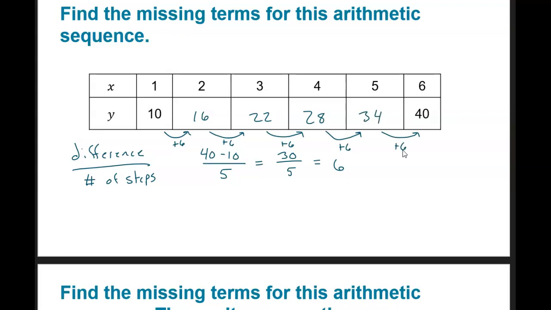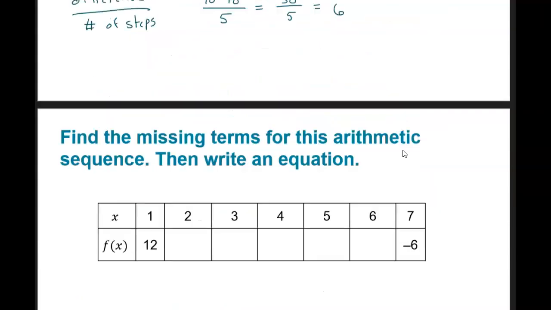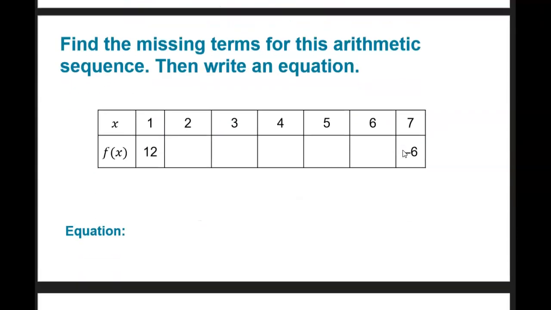And we get to 40. All right, now we're going to add a step on here. Find the missing terms for this arithmetic sequence and then write an equation. Okay.